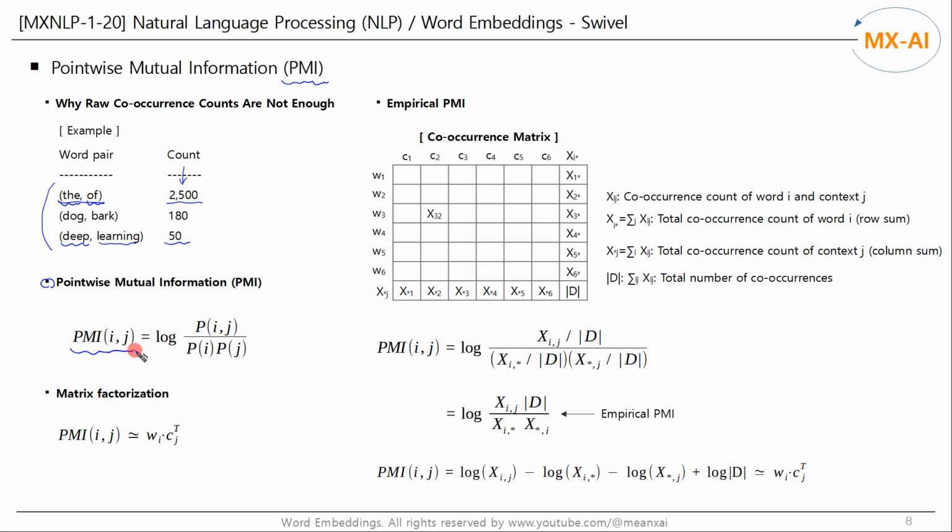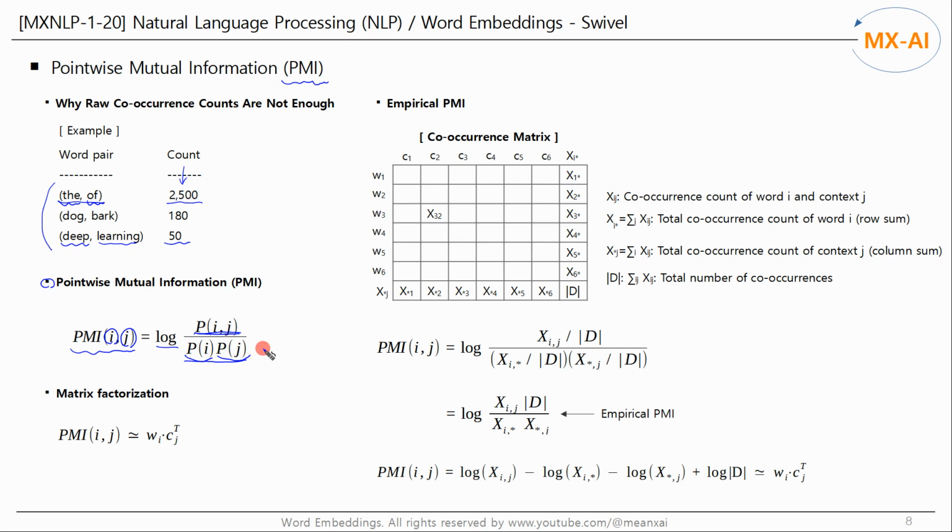The formal definition of PMI is shown here. The PMI between target word i and context word j is defined as the logarithm of the joint probability of the two words divided by the product of their individual probabilities. Here, Pij is the probability that word i and word j occur together. And Pi and Pj are the probabilities that each word appears independently.